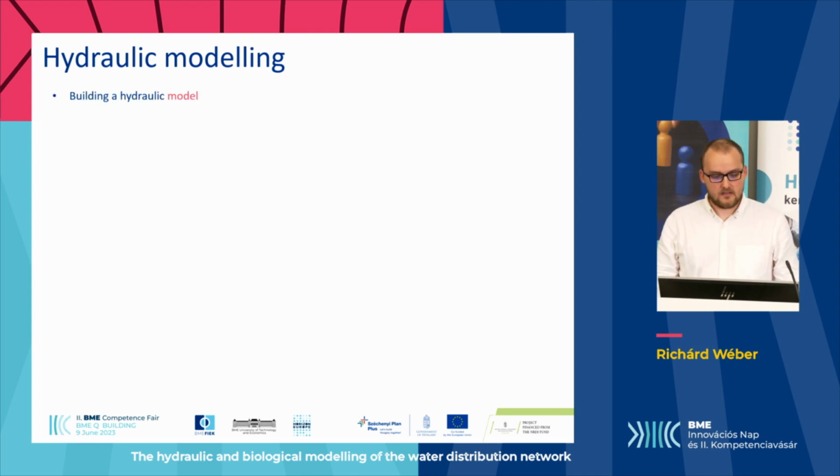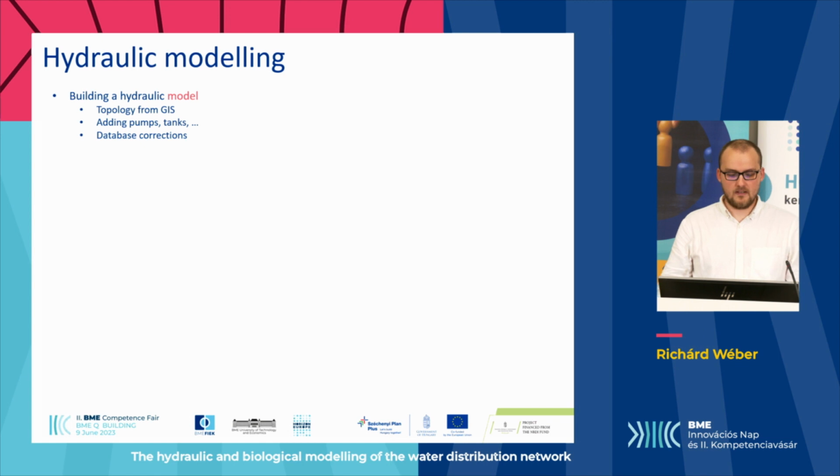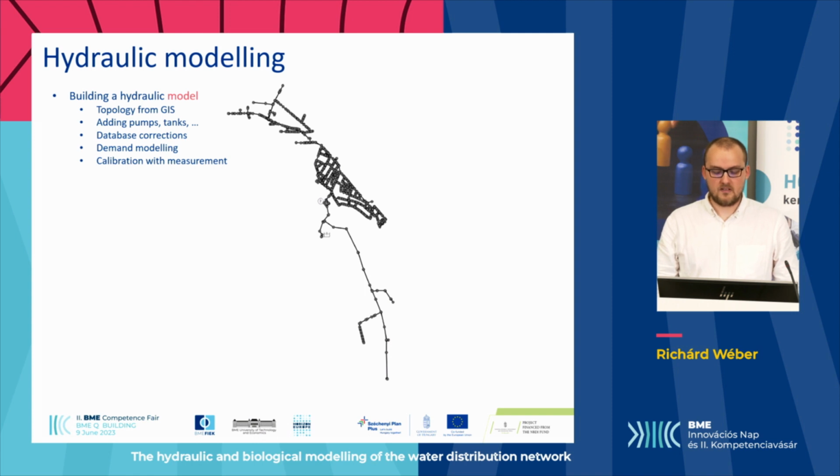For a model, we need a hydraulic model first. We are using GIS data, Geographic Information System, to build a topology. We add the pumps and tanks and active valves to the model. We do some corrections to the database. And finally, we add the demands to the model. And if we are lucky enough, we will get something like this, that is a model for a real-life water distribution network. To solve the equation, we need the hydraulic solver.